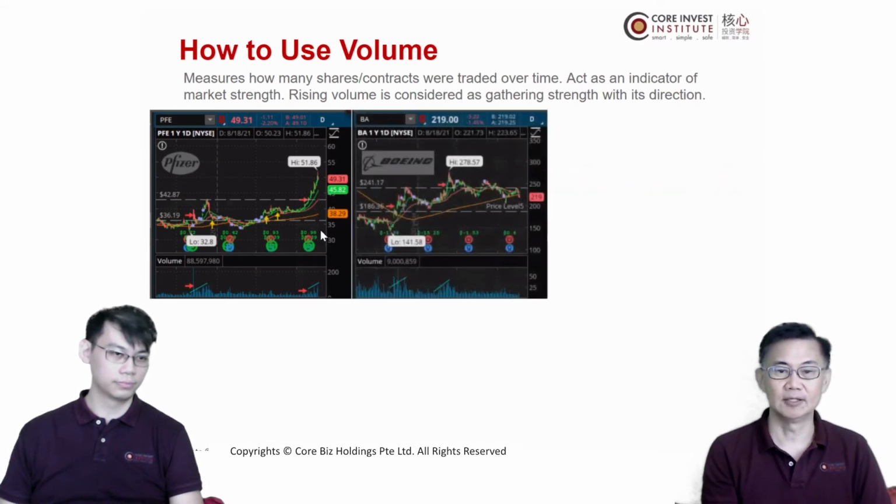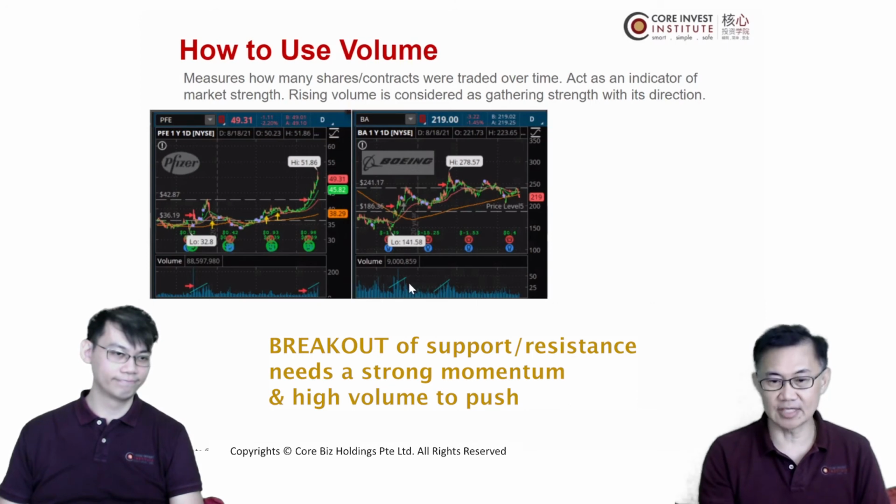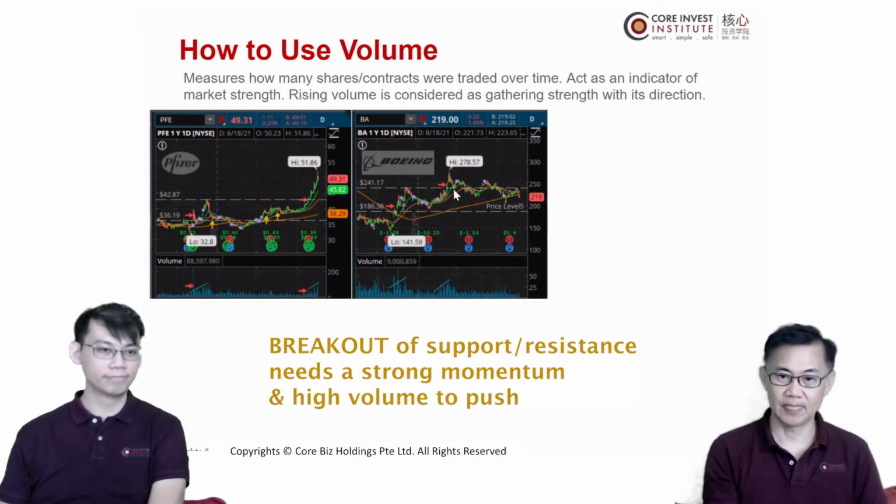This is Boeing, BA. Again, draw your support resistance line. And you can see that correspondingly, there is an increase in the volume driving a breakout. And the next increase in the volume, you can see there's another breakout point there. So it's very important to look at price together with volume.